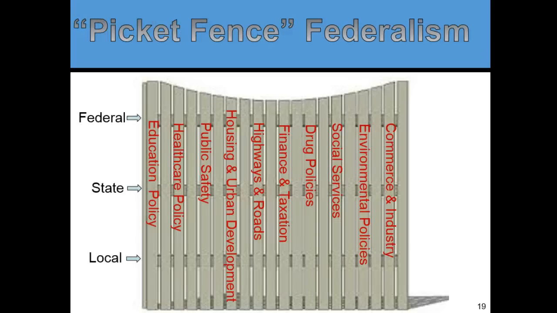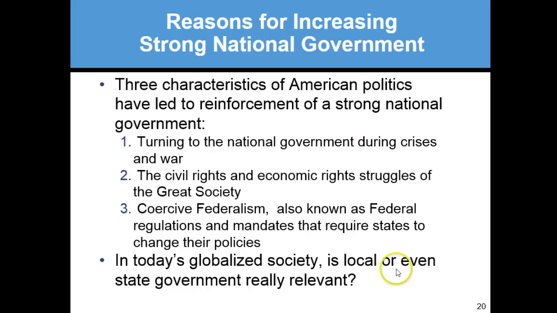And in picket fence federalism, we have our policies: federal, state, and local education policy, federal, state, and local healthcare policy, public safety policy, housing and urban development policy, highways and road policies, finances and taxation, drug policy, social services policy, environmental policy, and so forth.